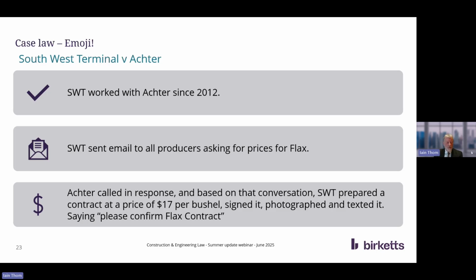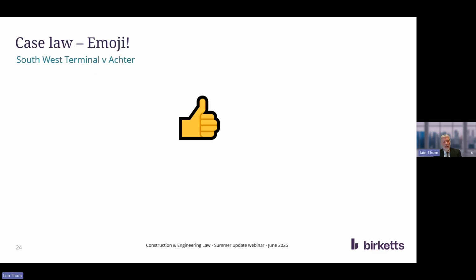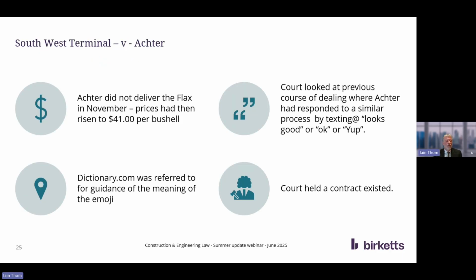The response from Mr. Acta was that. It was an emoji, a thumbs up emoji, and that was it. So the question was, is that good enough? As events unfolded, ACTA was supposed to, in accordance with the contract, deliver the flax in November. They didn't. The original price was $17 a bushel. It was by November $41 a bushel. So clearly SWT not particularly happy.